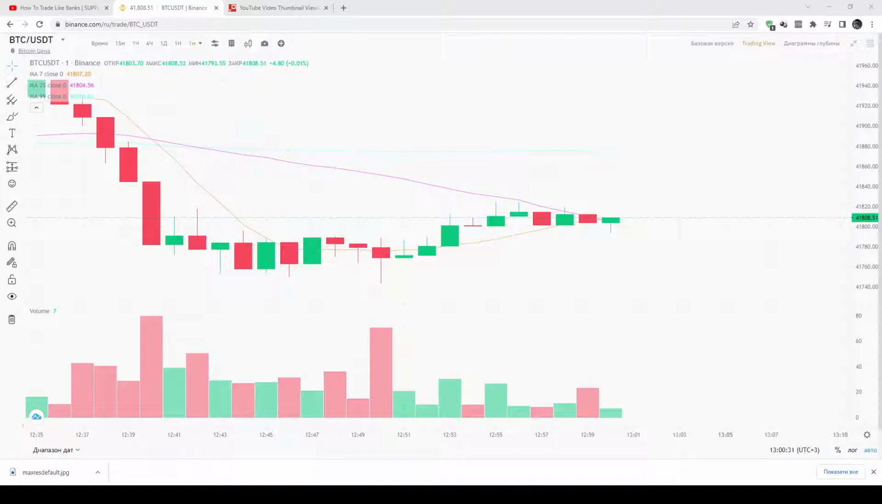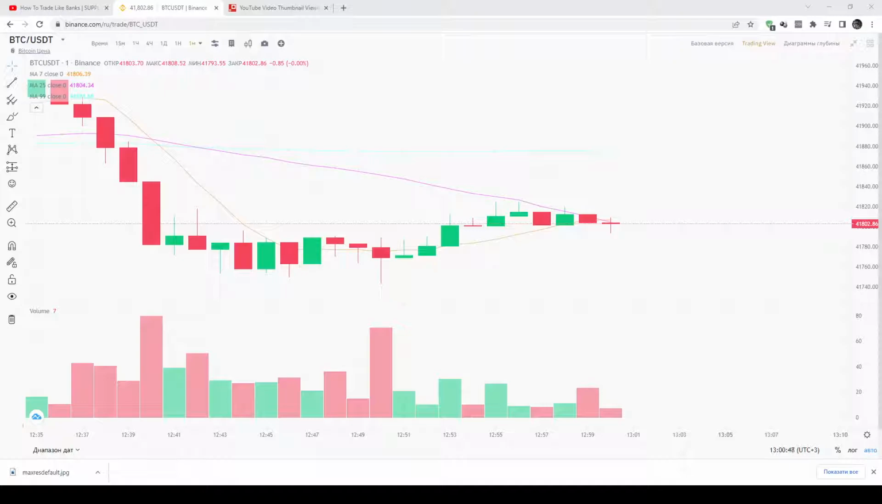When we see price rising, demand is overpowering supply. When we see price falling, supply is overpowering demand. When supply and demand are in relative balance, consolidation forms.